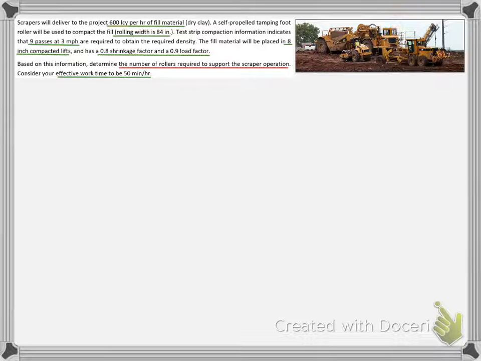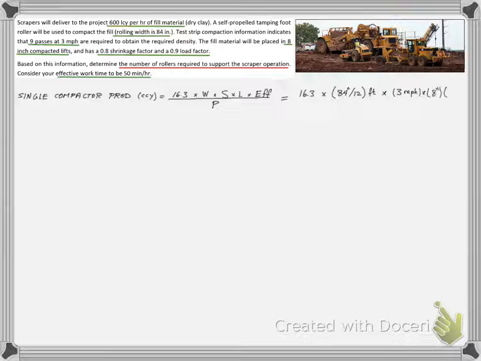We need to calculate the number of rollers needed to match the hauling rate, knowing that they will be effective 50 minutes per hour. To find the number of compactors, we need to calculate their production rate first, using the shown formula that we introduced in the lesson. We have all the values, so we will apply them as shown to get that each compactor can finish 253.6 compacted cubic yards per hour of the fill.